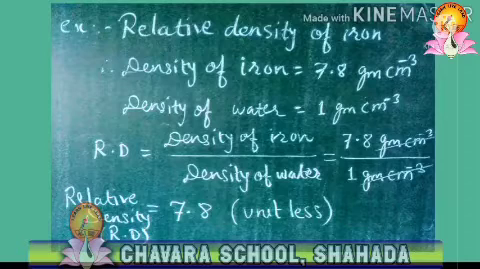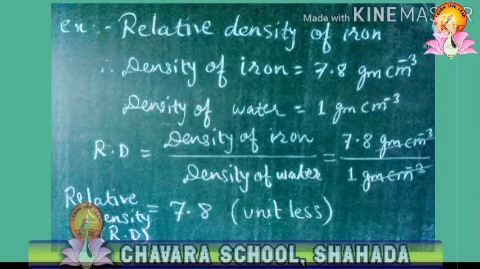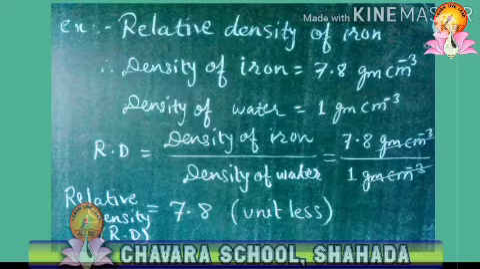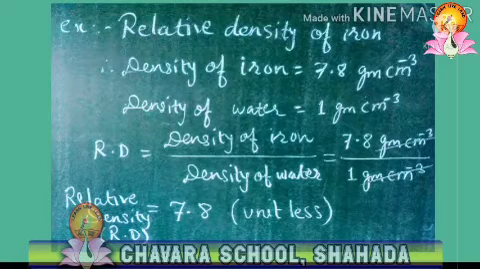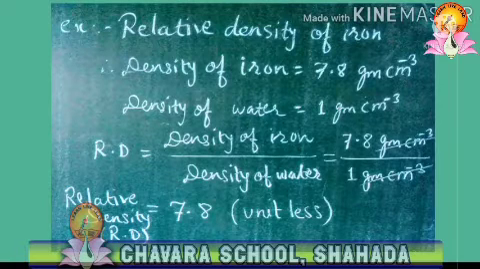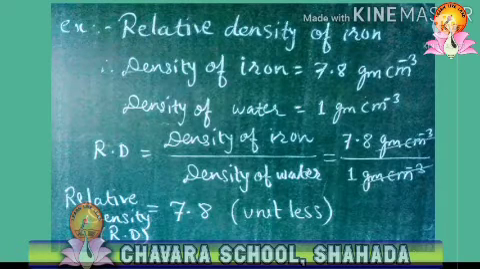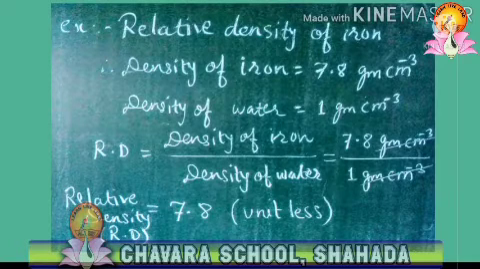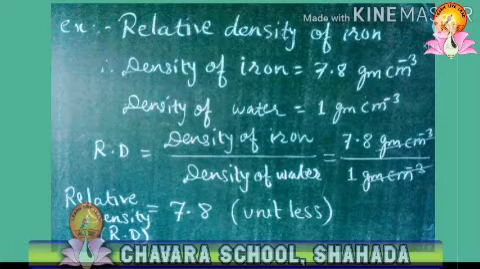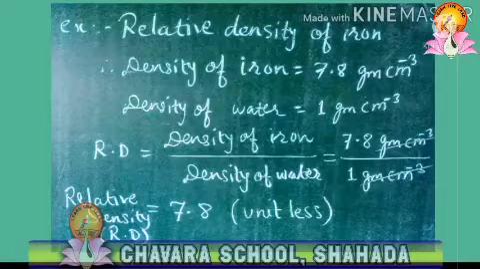Suppose that we have to find out the relative density of iron. The density of iron is 7.8 gram per centimeter cube, and the density of water is 1 gram per centimeter cube. Hence the relative density of iron is equal to density of iron upon density of water. After putting the values, 7.8 gram per centimeter cube upon 1 gram per centimeter cube is equal to 7.8, as gram per centimeter cube and gram per centimeter cube get cancelled.